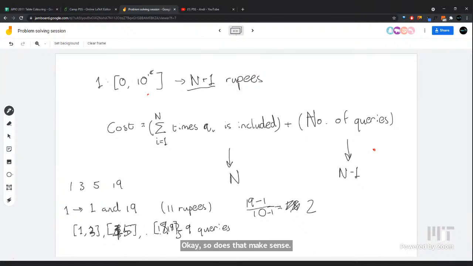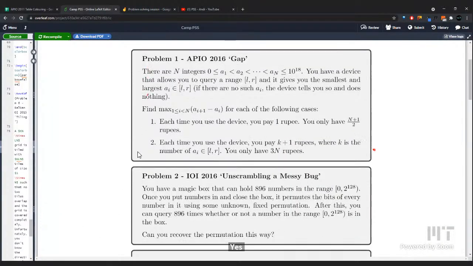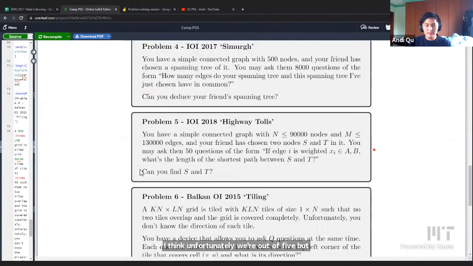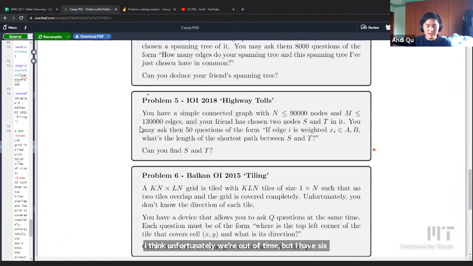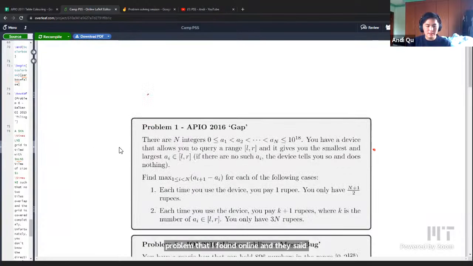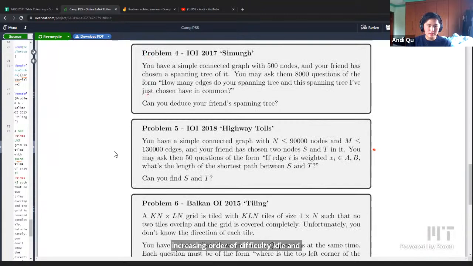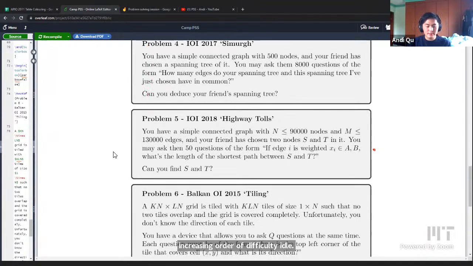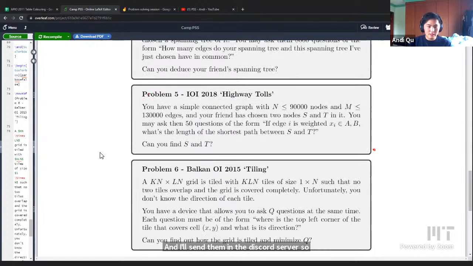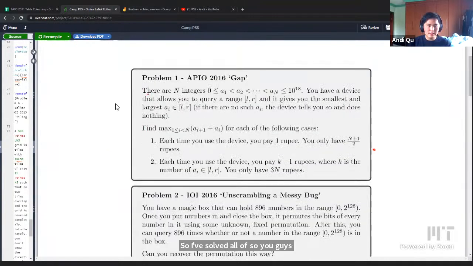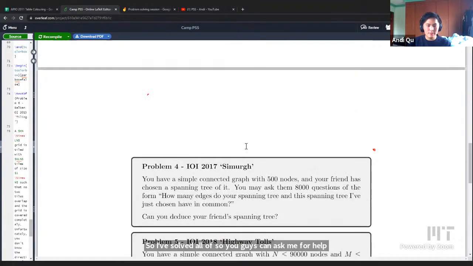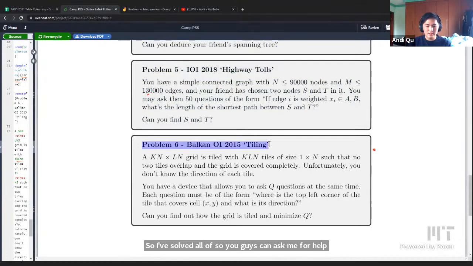Yes. Cool. So unfortunately we're out of time, but I have 6 problems that I found online, basically in increasing order of difficulty. I'll send them in the Discord server so you can try to solve them. I've solved all of them, so you can ask me for help for all except problem 6. I haven't solved that one yet, and I don't know anyone who has.